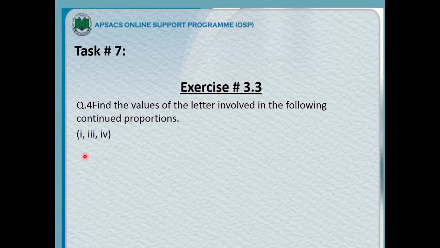Again I am explaining that in third proportional, in mean proportional, and in continued proportional, we have 3 values, that is A, B and C. In fourth proportional, we have 4 quantities, that is A, B, C and D.